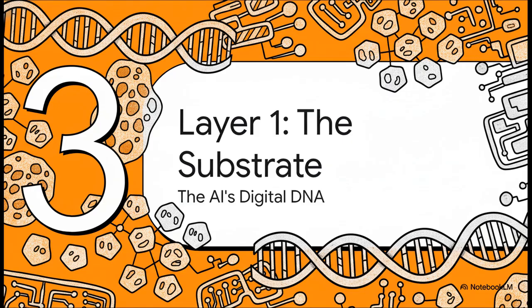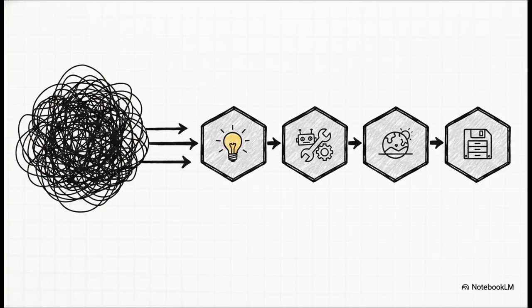Section 3. Layer 1. The substrate. The AI's DNA. This brings us to the actual architecture of Autogenesis, starting with the Resource Substrate Protocol layer, or RSPL. Think of this layer as the cellular structure of the AI. Instead of a tangled mess of hard-coded text, RSPL strictly decouples 5 core elements: prompts, agents, tools, environment, and memory.